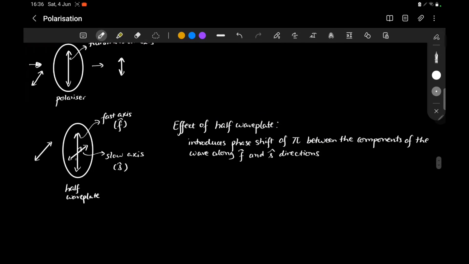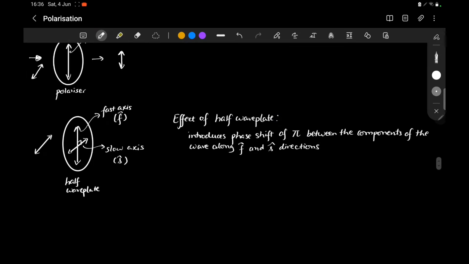So let us draw a 2D cross section of this half wave plate. So we have the fast axis and we have the slow axis, and let me label it. So this is fast axis, this is slow axis, and this is 90 degrees, and the incoming light beam is along some polarization direction. Let us call it P cap.